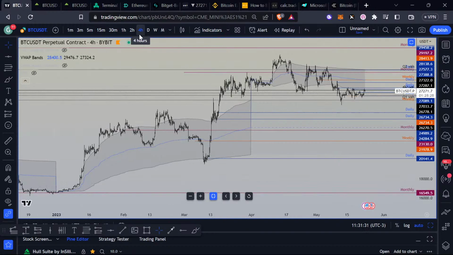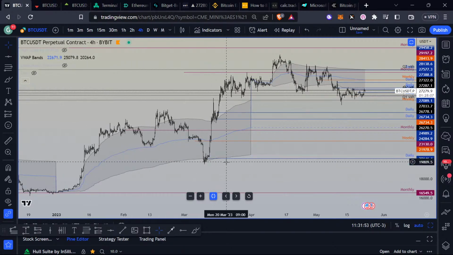I have found the 4 hour is the ideal time frame. The daily is not as granular to use with the quarterly VWAP. Do use the quarterly VWAP because it allows you to see a flexible range to trade around.